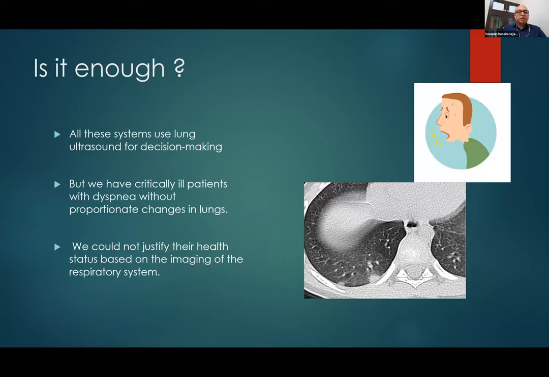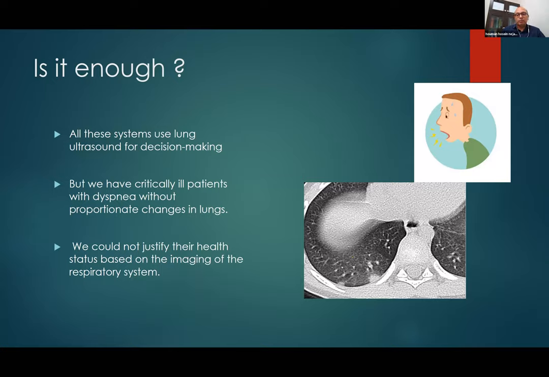As you see, all these systems use lung ultrasound for decision making, which works on the majority of occasions. But we have critically ill patients with dyspnea and decreased oxygen saturation without proportionate change in the lung, even according to CT scan. Some of these patients had underlying disease, or for example, they were immunosuppressed or of old age. We can justify their acuity with the underlying disease or their age.